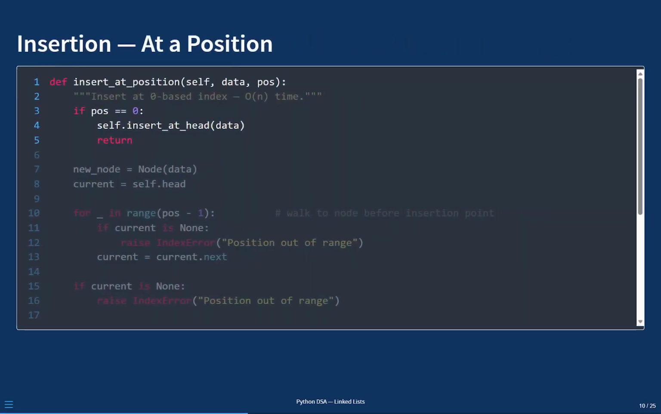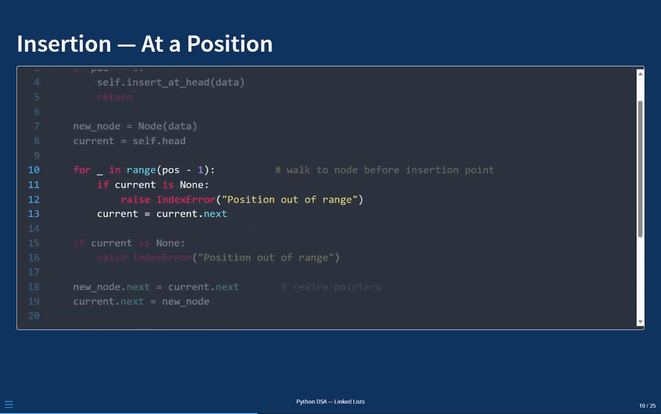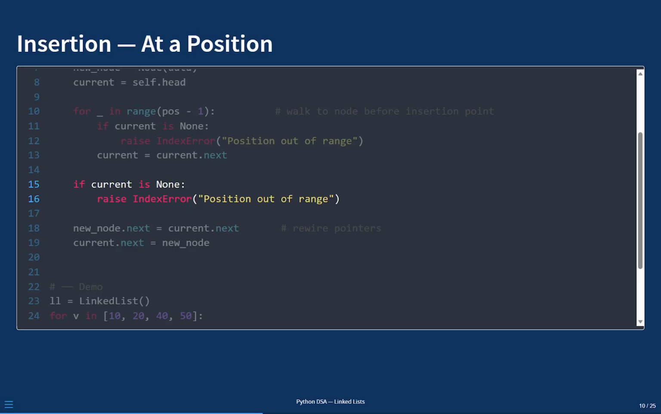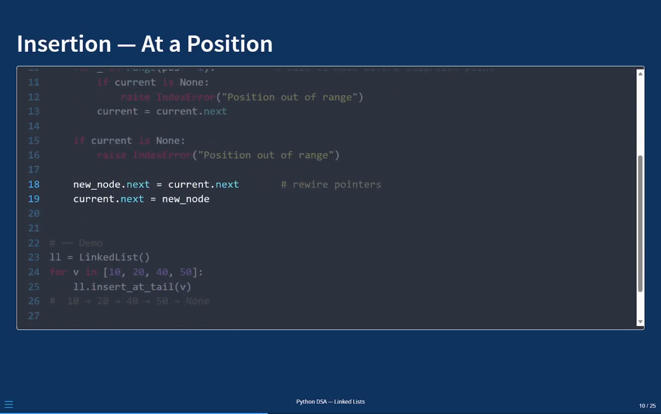Sometimes you need to insert at an arbitrary index, position-based insertion. First, handle the case where pos equals 0. That's just a head insertion, so we delegate. For any other position, we walk pos minus 1 steps from the head to land on the node just before the insertion point. We check at each step whether current has gone to None. If so, the position is out of bounds, and we raise an IndexError. Once we're at the right spot, we rewire 2 pointers. The new node's next equals current.next, and current.next equals new node. This splices the new node in between current and whatever came after it.